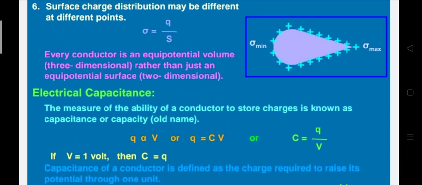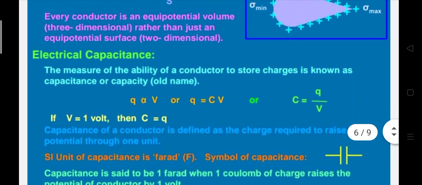We start with capacitance of a conductor. Electrical capacitance. The measure of the ability of a conductor to store charge is known as capacitance or capacity. Capacitance of a conductor is a measure of its ability to hold electric charge. When a conductor is given a charge, its potential rises in proportion to the charge given.